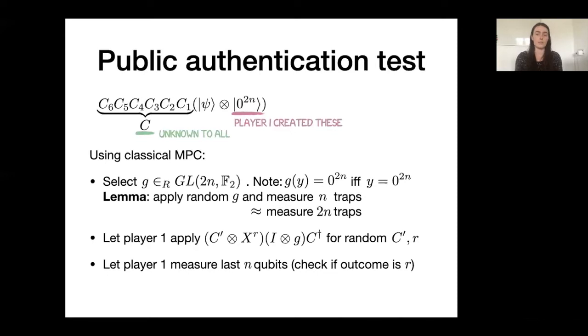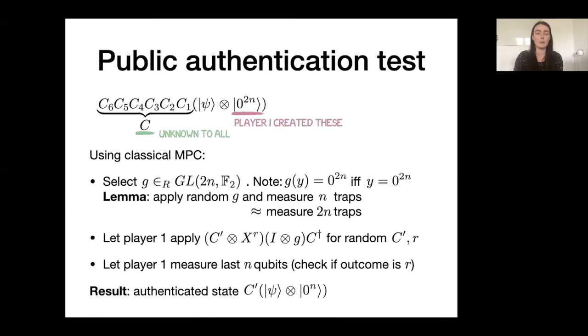to the classical MPC. And if he acted honestly, then preparing the traps in the 0 state and applying the Clifford instructed, his measurement outcome will be r. We can show that if he didn't act honestly, then he cannot come up with this string r except if he guesses correctly, which has a very small probability. Okay, so after the public authentication test is passed, we have the guarantee that with high probability, player 1 is now holding an authenticated state of the form C prime, which is the new encoding key, applied to the data and the N0 traps. The classical MPC knows this key, this C prime.